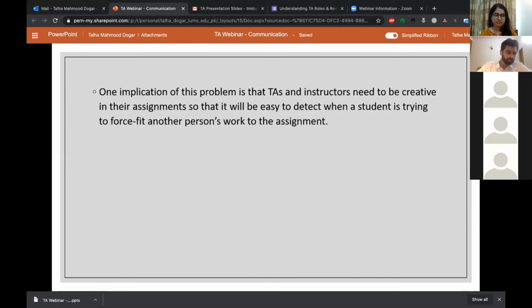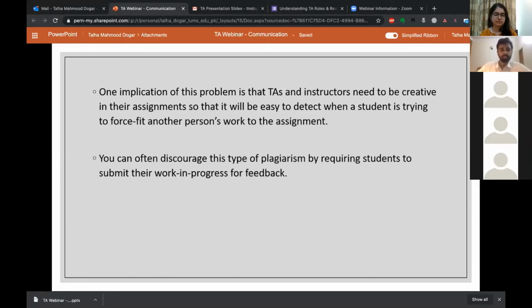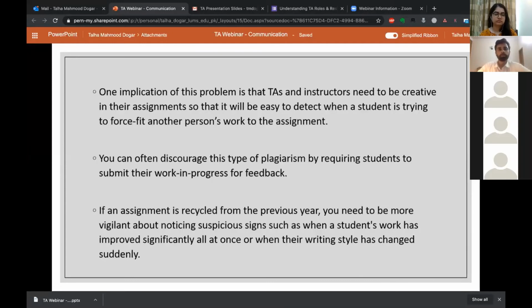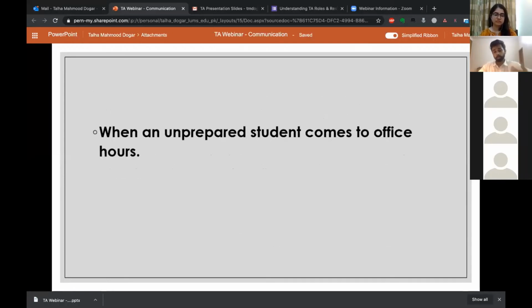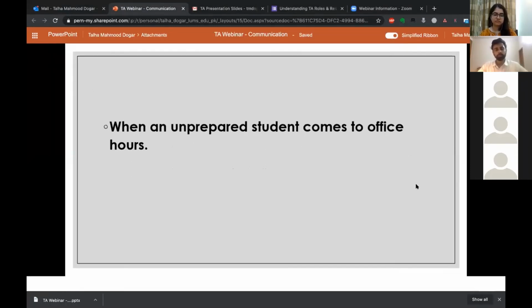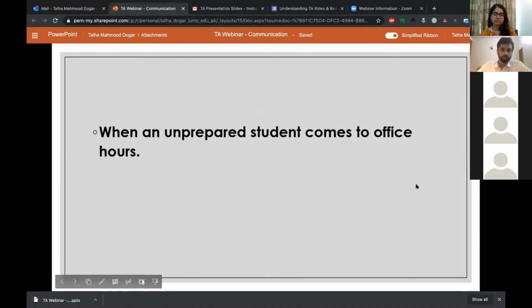Again, you have very limited say in creating the assignments themselves. The instructor has more of a say in this, but one way to do it is to get more creative with the assignments. Another way to do it is to get feedback during the assignment, let's say it's an essay, when it's being written. This gives you an idea of whether or not the participants are doing their own work. Another way to detect it after it's happened is if there's a significant jump in their writing style or communication style.